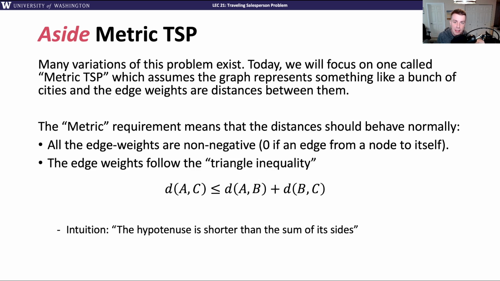And then we also say that the edge weights should obey the triangle inequality, which really is just saying that the distance between A and C should be less than taking a longer path around, so going from A to B to C. This is commonly known as the phrase "the hypotenuse is shorter than the sum of its sides." But this is just something that needs to be true in order to follow the normal rules of space. And so we usually have this extra assumption, that these edge weights aren't completely arbitrary.